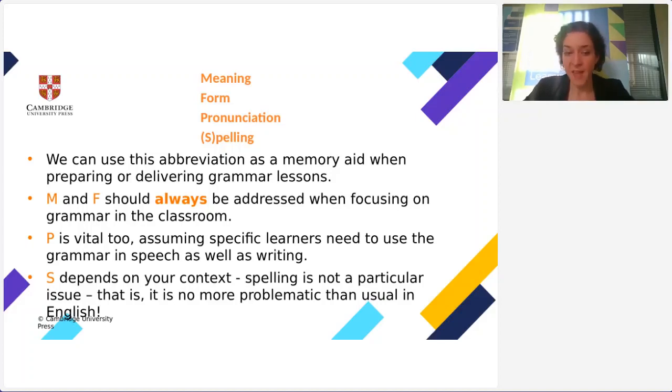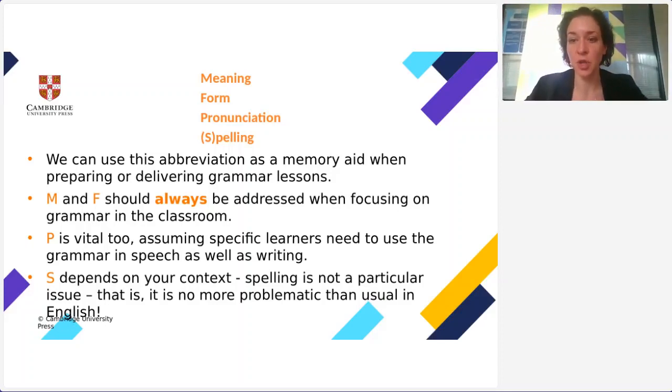That is, it is no more problematic than usual in English, because spelling errors are typical for the Ukrainian language, for any other native language, as well as for native speakers in Britain or the USA. Sometimes even those who learn English as a second language write better because they have to do it according to the rules.